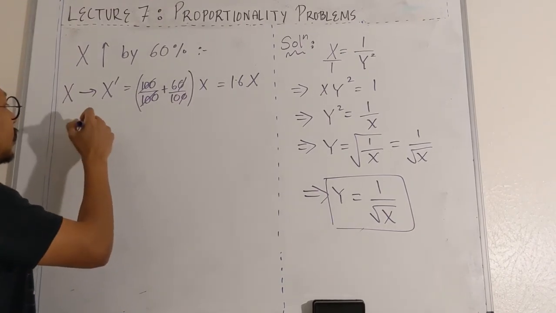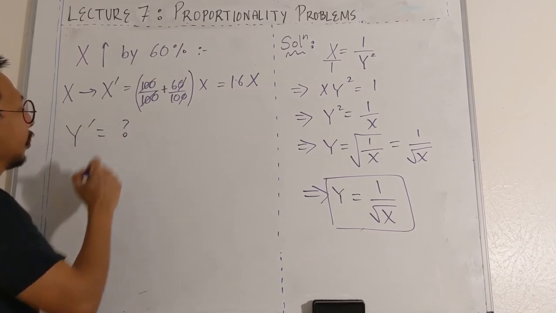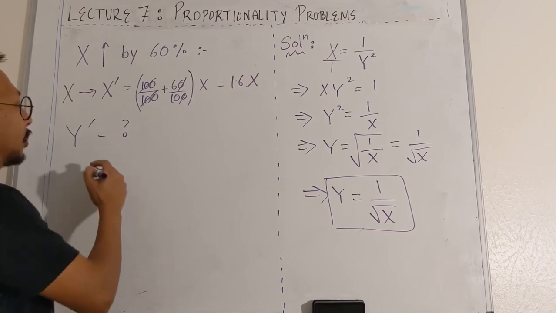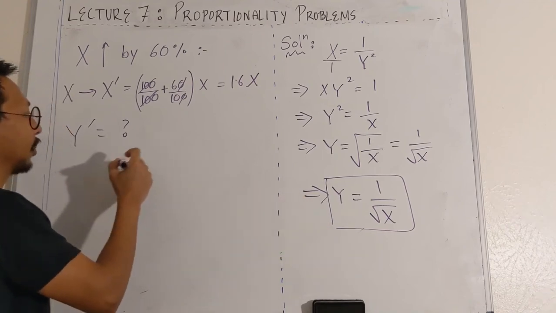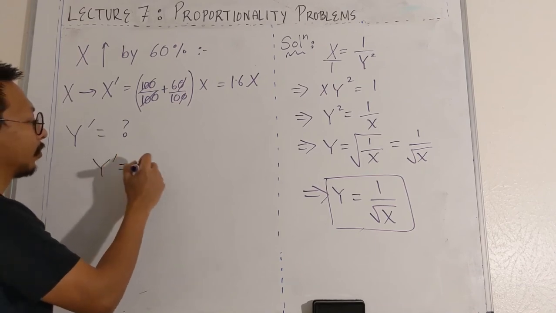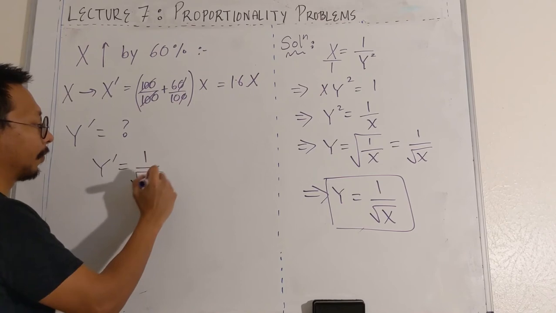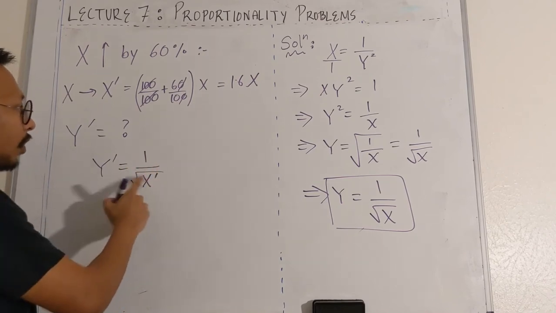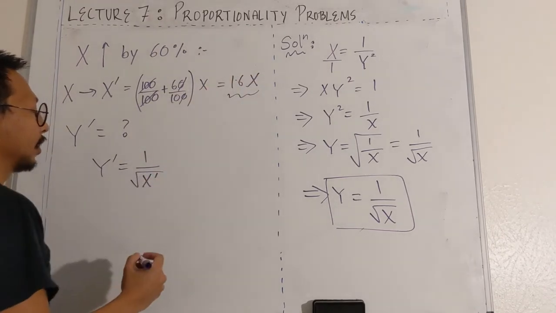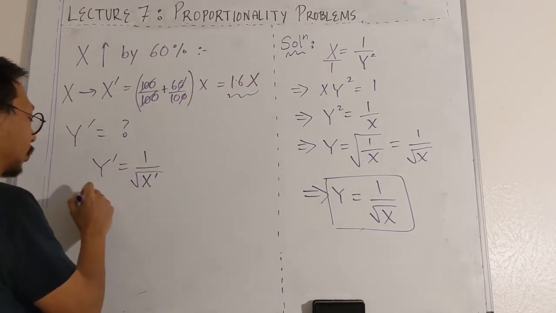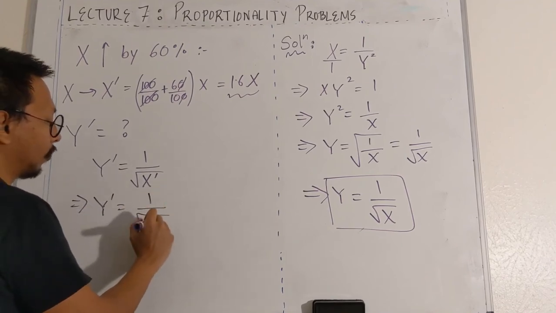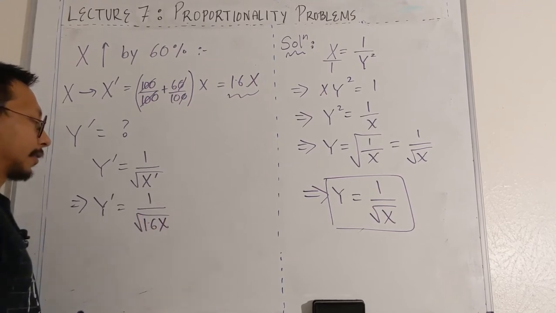We want to know what is y prime. Okay, y prime is the new y with respect to the new x, which is x prime. We use the equation given here. So using y prime, we have y prime equals 1 over square root of x prime. What is x prime? X prime is nothing but 1.6 times x. So y prime is equal to 1 over square root of 1.6 times x. All right.